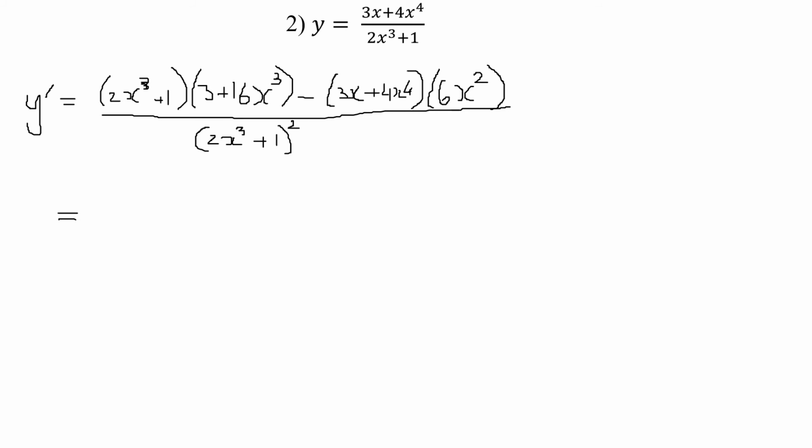So the first part here, 3 times 2x cubed, that would give me 6x cubed plus 3. 3 times 1 is 3. Plus, now I'm going to the 16x cubed times 2x cubed, that will give me what? 32.